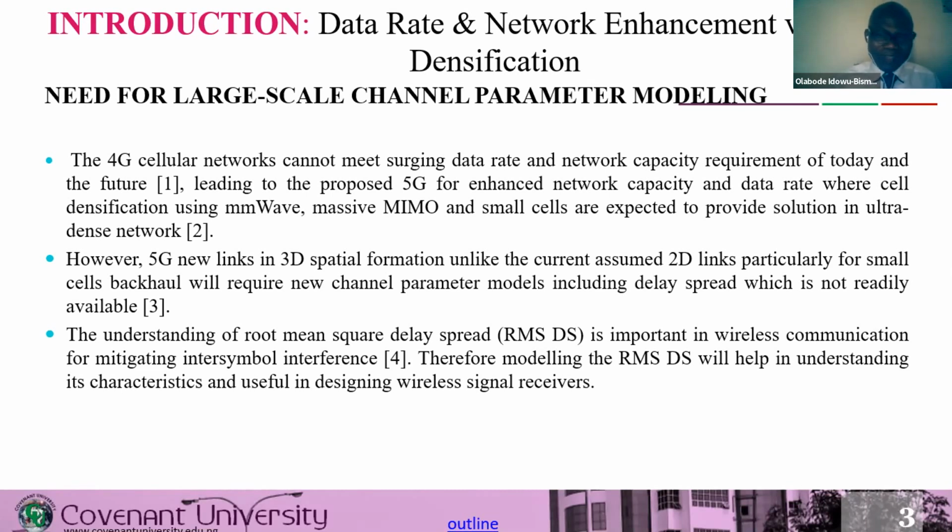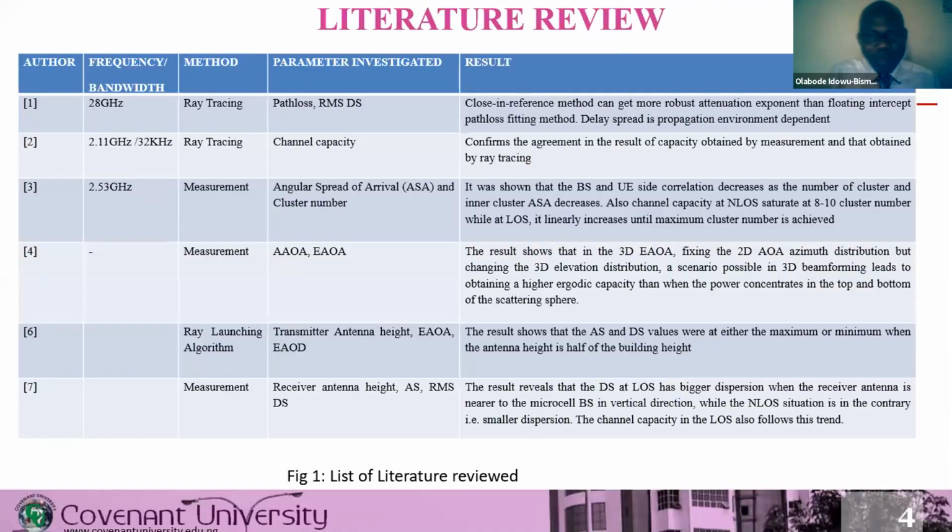One of the parameters of interest is the delay spread. So it is important and necessary to characterize and model the root mean square delay spread of the new 5G 3D links. Delay spread is very important in mitigating intersymbol interference, and it's also useful in designing wireless signal receivers. Some of the work that was reviewed is shown here, where many authors have also investigated RMS delay spread and other channel parameters.